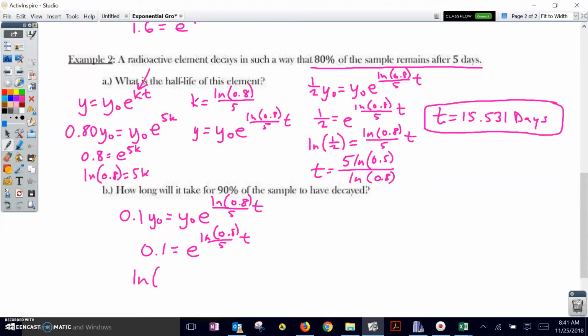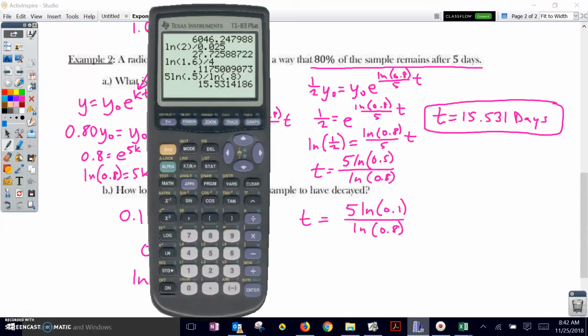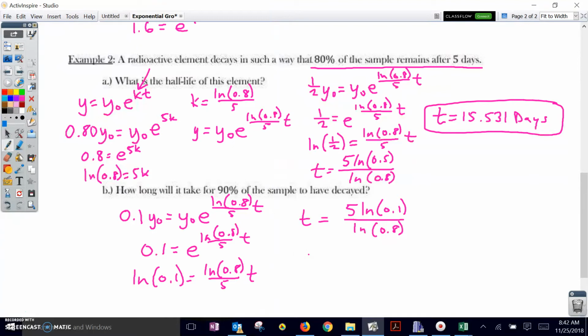Take the natural logarithm of both sides. And multiply by the reciprocal. And the amount of time that it will take for 90% of the sample to decay will be the value I get when I calculate this out. So I've got 5 natural log of 0.1 divided by natural log of 0.8. And it will take 51.594 days. Oops, I forgot what that number was already. 51.594.